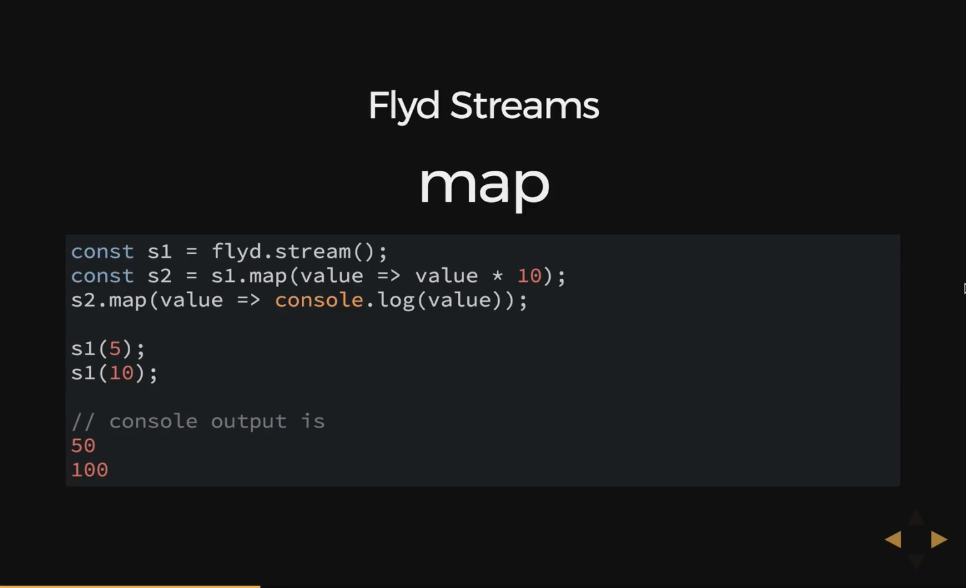With Flyd, to push a value onto a stream, you call the stream as a regular function and you pass in the value. So here I am passing 5 and 10 onto the first stream. That means the second stream values will be 50 and 100, and because I'm calling console log on the second map, I will see those values on the output.